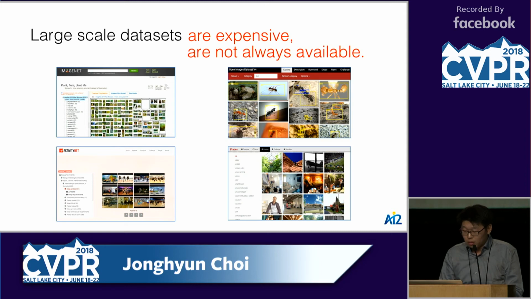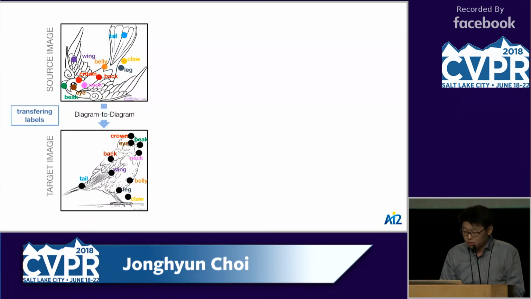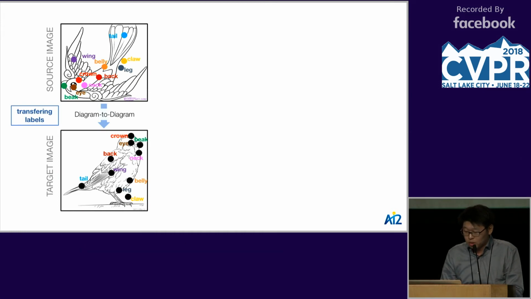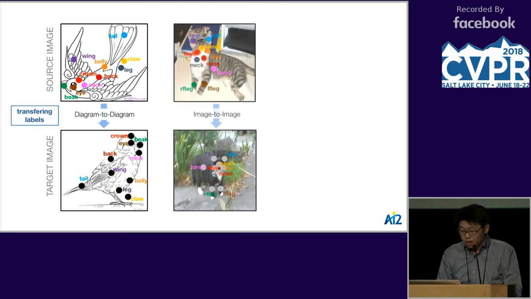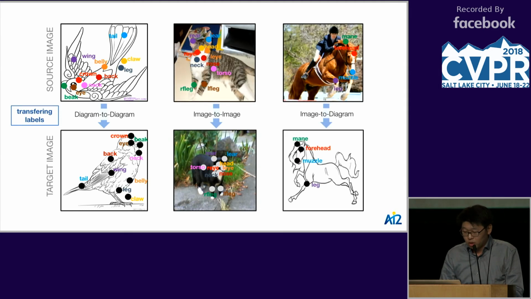We address the problem of visual understanding in the absence of large labeled datasets by treating it as a matching problem. That is, we transfer part labels from a single source to a target in 3 challenging scenarios: diagram to diagram, image to image, and the cross-domain scenario, image to diagram.